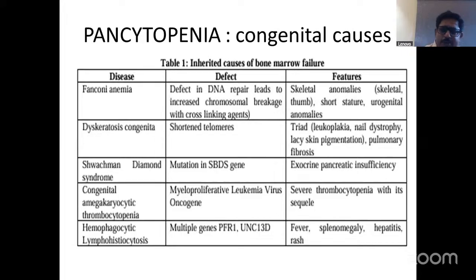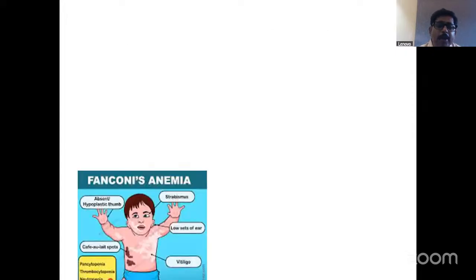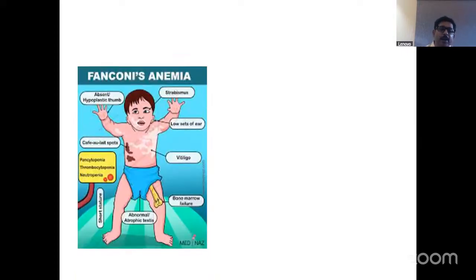So these are some rare congenital causes of pancytopenia, but Fanconi's anemia and dyskeratosis congenita are very important causes of congenital bone marrow syndrome. And here you see Fanconi's anemia. A young child, in fact, presents with the classical skeletal thumb, absent or hypoplastic thumb, Caffe au lait spots, vitiligo, pancytopenia, bone marrow failure, and abnormal atrophic testis. So this is Fanconi's anemia, and you can recognize these children with these features.